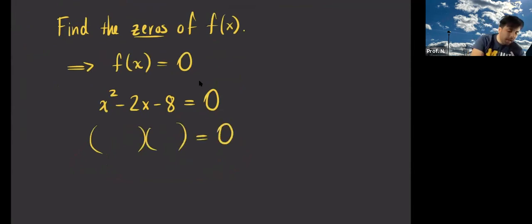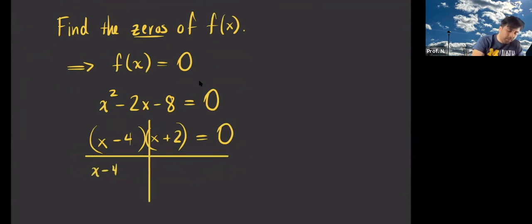And we know that this must be x, this must be x. So what multiplies to -8 but when you add it gives me -2? That's -4 plus 2. And then I split this up. I get that x minus 4 equals 0, or I get that x plus 2 equals 0. So x equals -2, x equals +4.